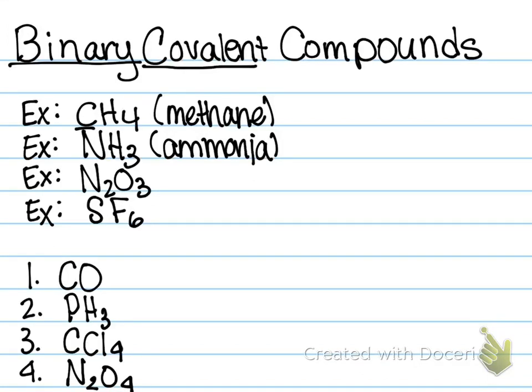In this video, we'll be talking about how to name binary covalent compounds. As you can see in the name, these are going to be binary, which means that they only contain two types of atoms, and they'll be covalent, which means that they only contain nonmetals. Binary covalent compounds are named by writing the name of each of the elements in order.